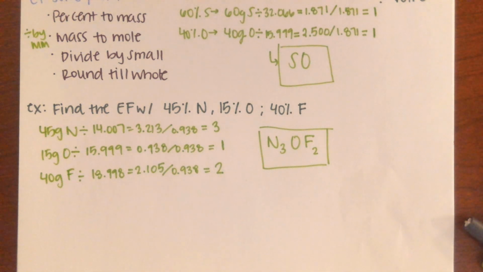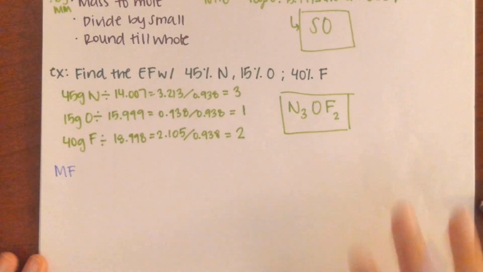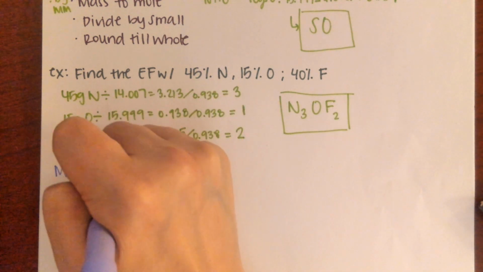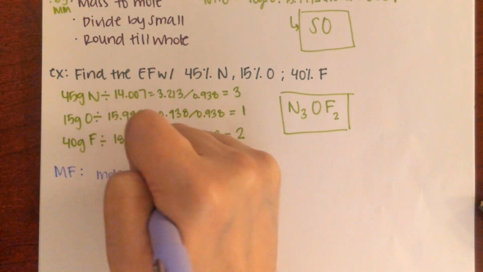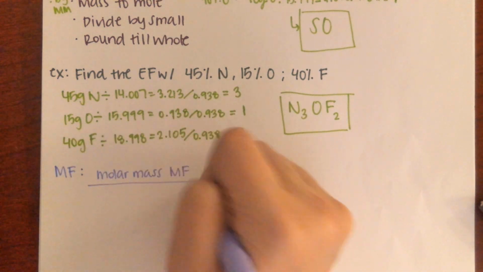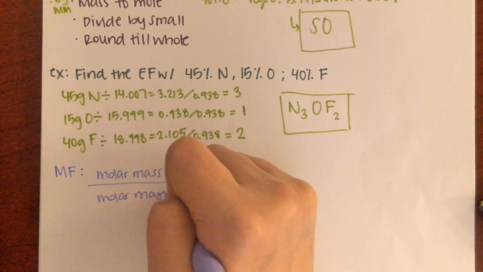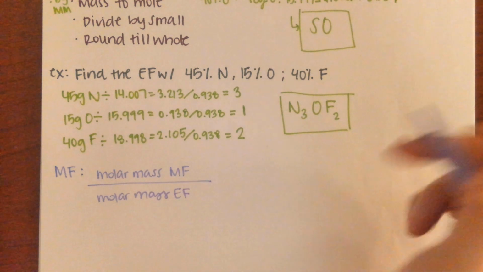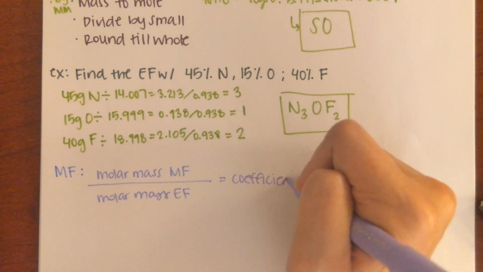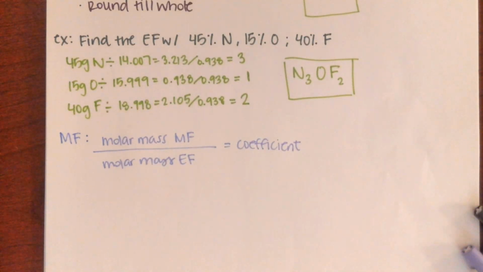Next thing I want to cover is molecular formula. That's basically when you take the molar mass of your molecular formula divided by the molar mass of your empirical formula. That would be your coefficient. And then you multiply it back to your empirical formula. So here's an example.